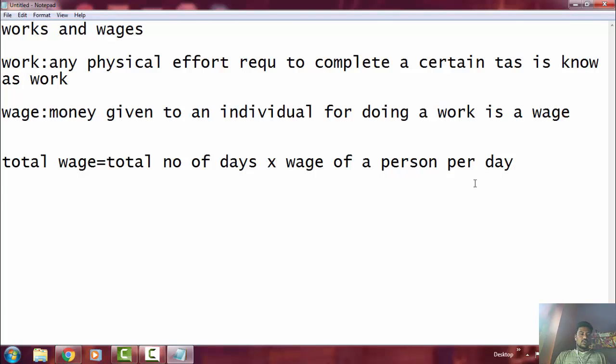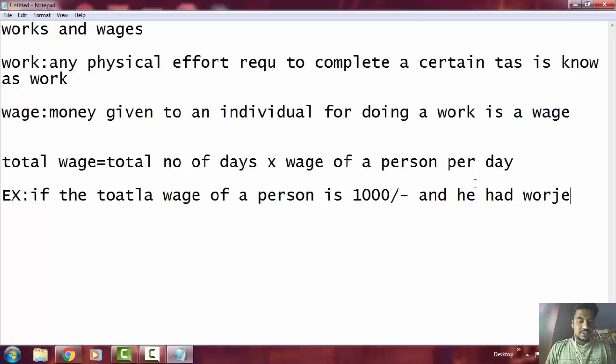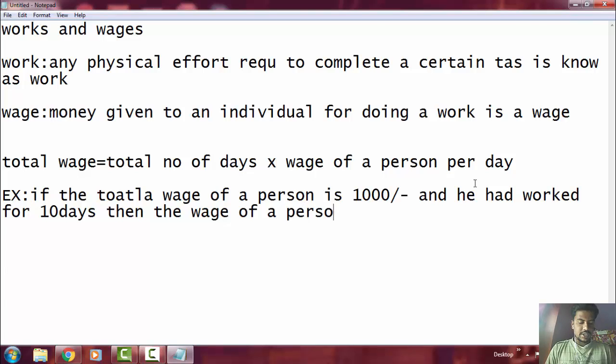Now let us go to the question. Let us see an example. If the total wage of a person is 1000 rupees and he had worked for 10 days, then what is the wage of a person in one day? I gave you the formula here.